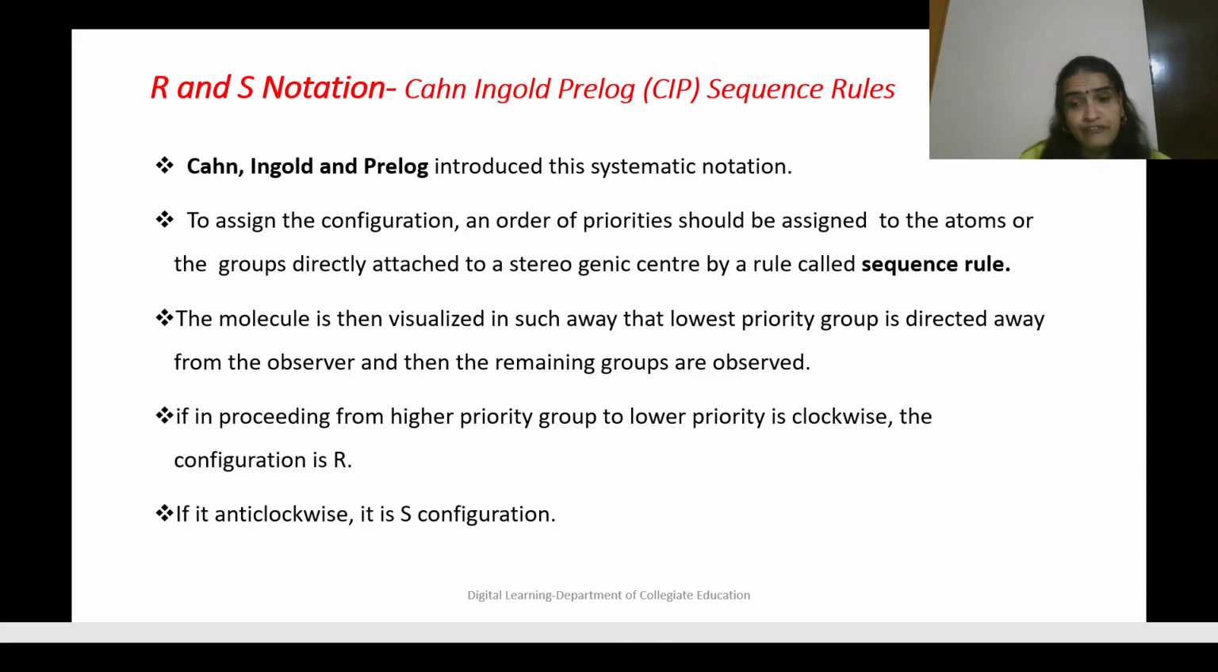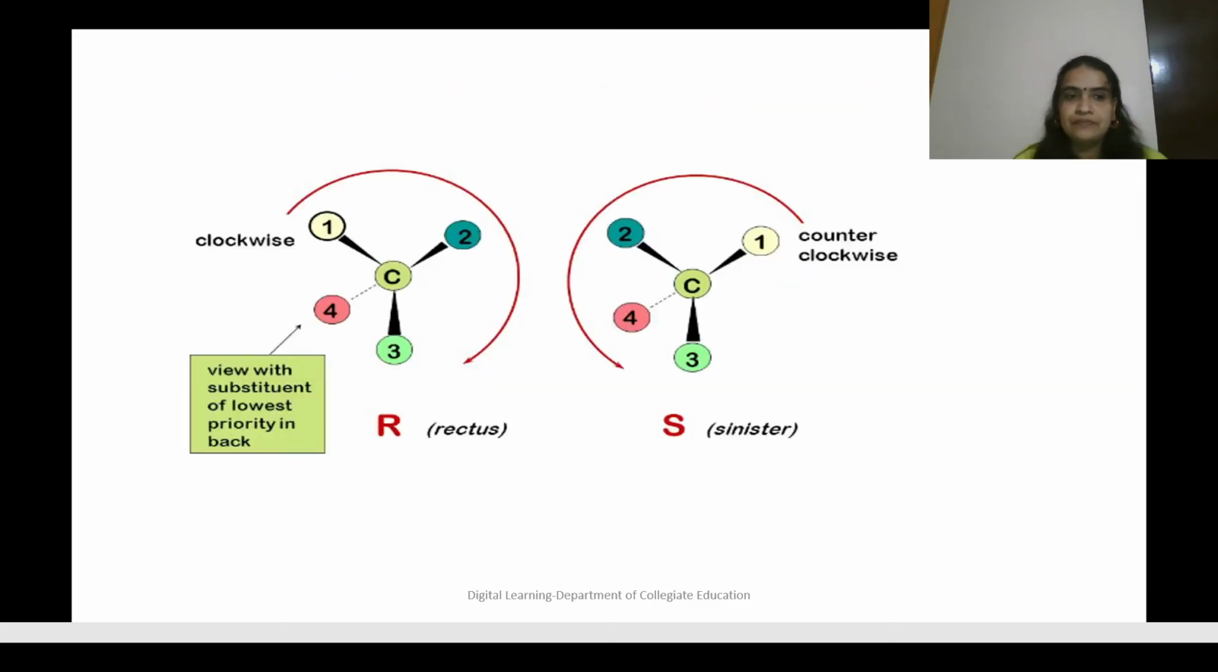So we are viewing the molecule from the 4th priority group. Then what are left out? 1, 2, 3 are left out. So then we will be viewing the molecule. What is the order of arrangement of the 1st, 2nd and 3rd priority groups? If the order is coming as a clockwise direction, we call it as the configuration is R. Or if the order is anti-clockwise direction, that will be S configuration.